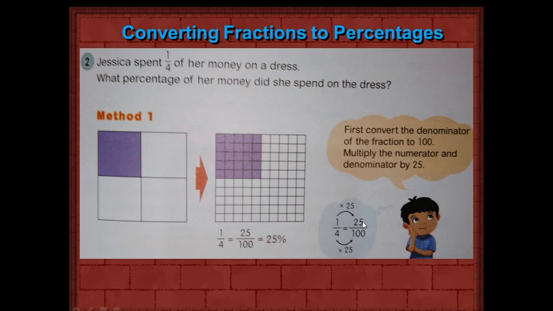This is the technique. So 1 times 25 equals 25, and 4 times 25 equals 100. And this one, the picture, to make it become 100 parts equally, and 25 of the parts are shaded blue like this. Okay, that is the example number 2. There are 3 methods. This is method number 1. Let's compare with method number 2.